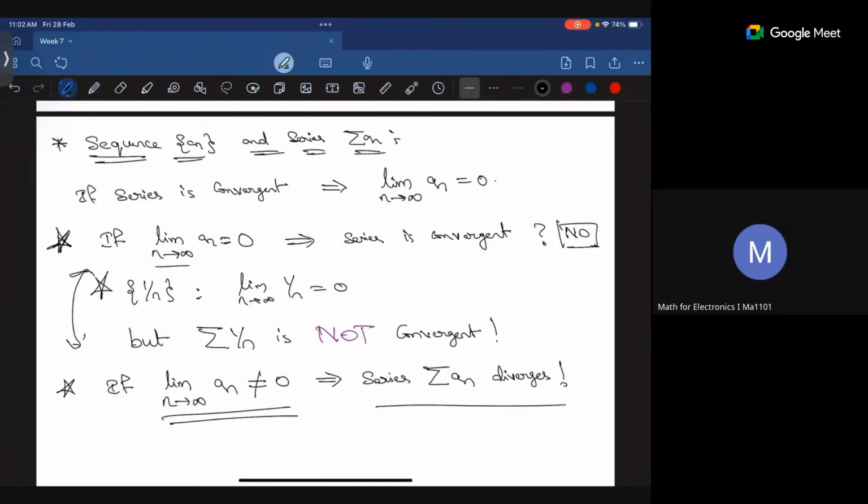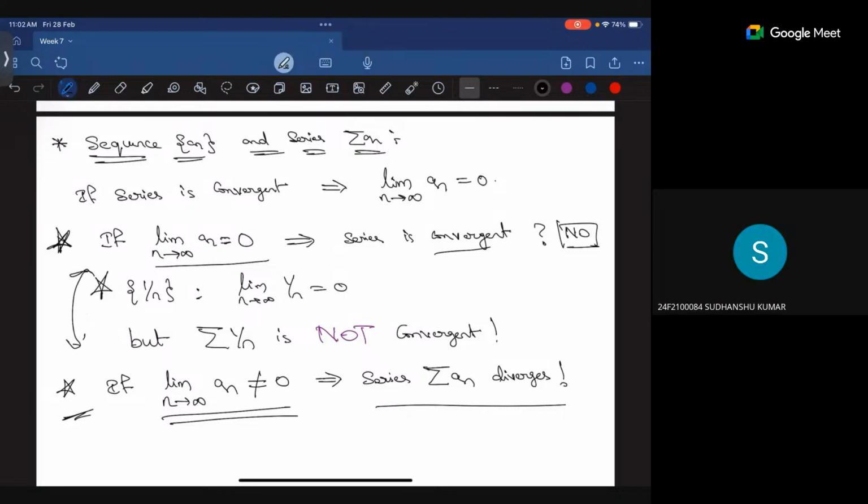If your limit is equal to 0, then your series may converge or diverge. We cannot guarantee that your series will always converge. There are series which converge when the limit is 0, and there are series which diverge even though the limit of the sequence is 0. But in this case, your series will definitely diverge.